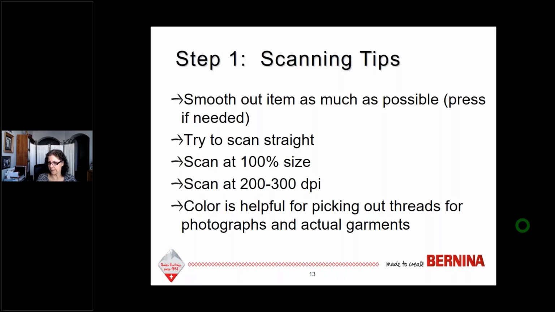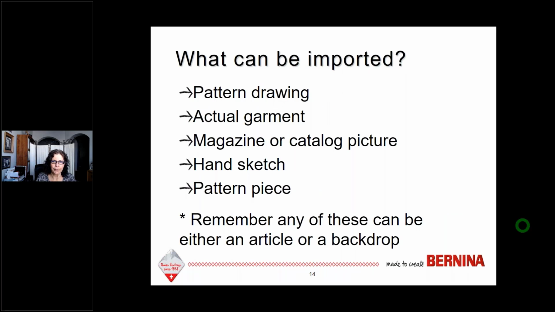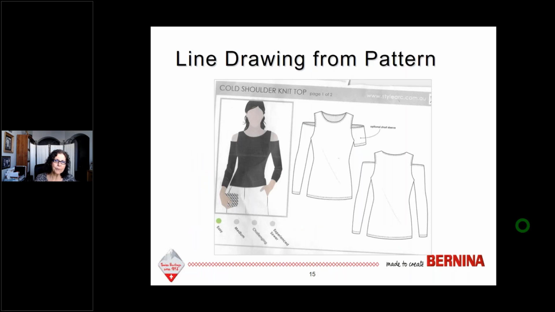Now, in terms of what can be imported, whether you're doing these as an article or a backdrop, you have all these options. You can do a pattern drawing, an actual garment, a magazine or catalog picture, a hand sketch, or a pattern piece. So let's look at some of these different options. The line drawing, in this case from the pattern, would be very easy to use. It's very clean, cut, precise, and this would be fine to use versus the sketch that is shown on the front of the pattern. And some patterns have very clear line drawings.